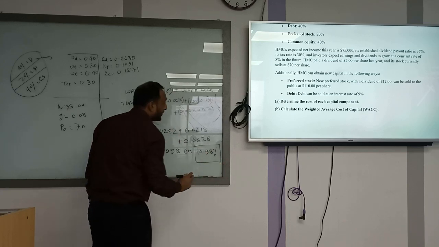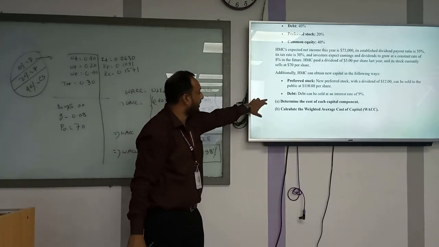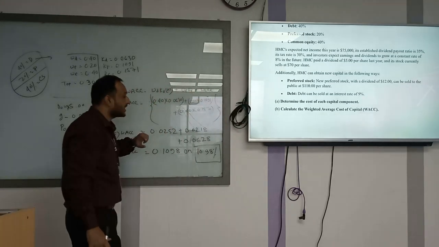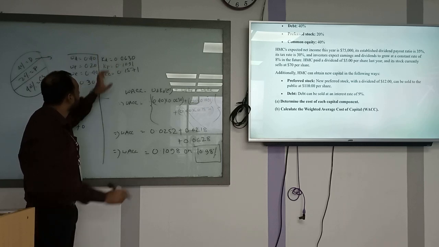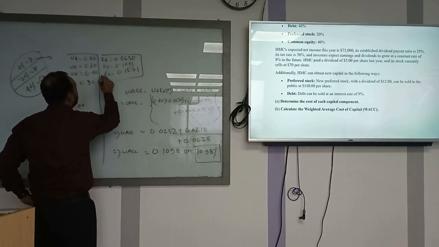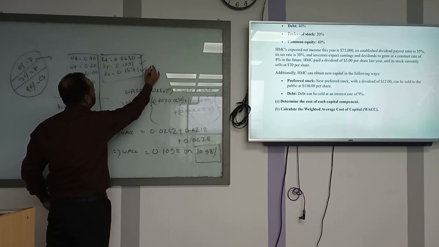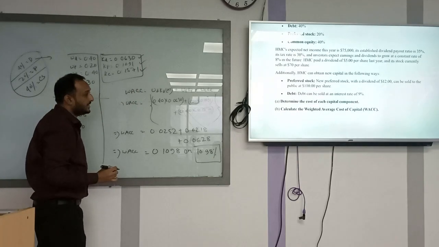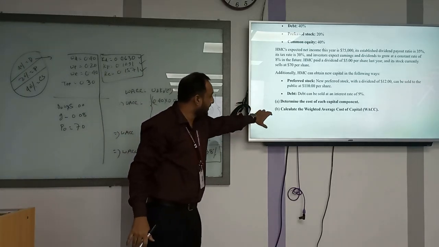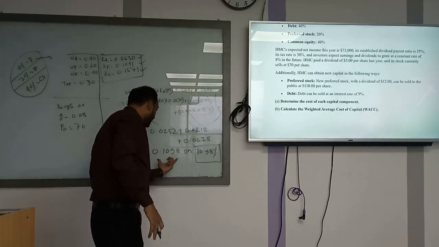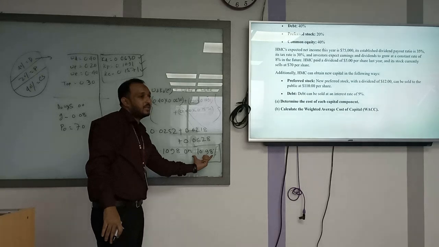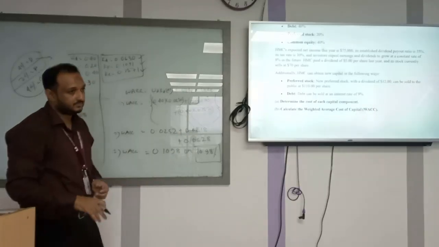10.98%. So according to the requirement 1, determine the cost of each capital component. So each capital component, our component cost হচ্ছে this one: 6.30%, 10.91%, 15.71%, and according to the requirement B, calculate the weighted average cost of capital, and that is your weighted average cost of capital 10.98%. Done. Okay.